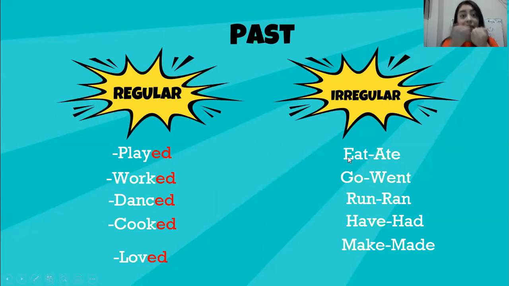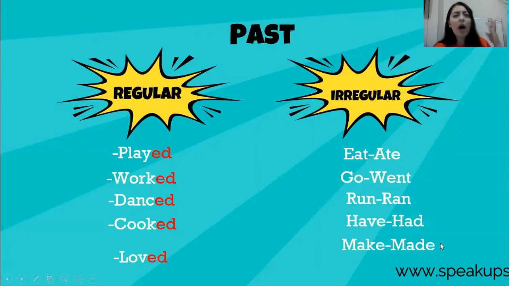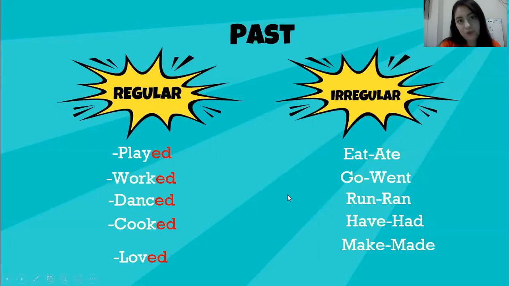For example, eat in present is ate in past. Go in present, for example, I go to the school. In past is I went to the school. Then we have run in present. Ran in past. Have in this moment in the present and had in past. And then we have make and then we have made in past. So as you can see, it's a big difference, right?